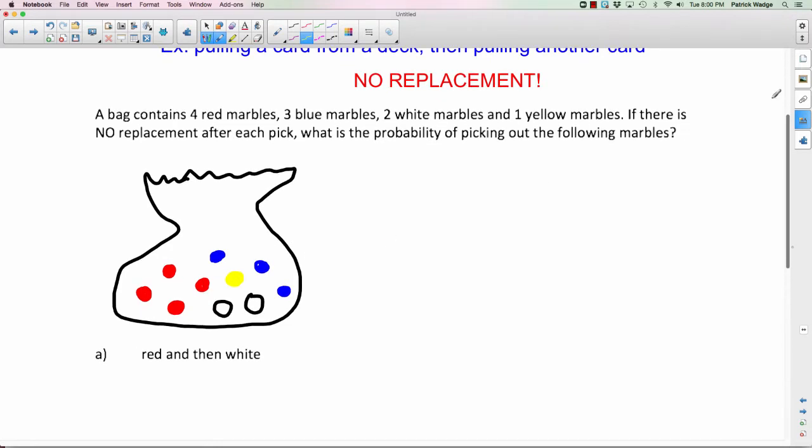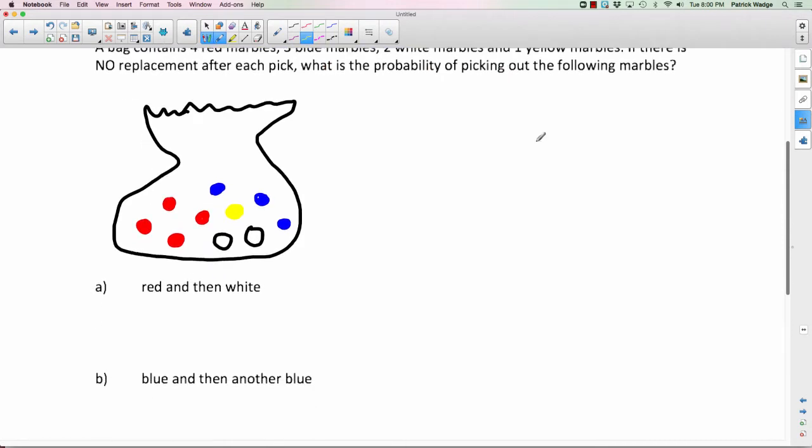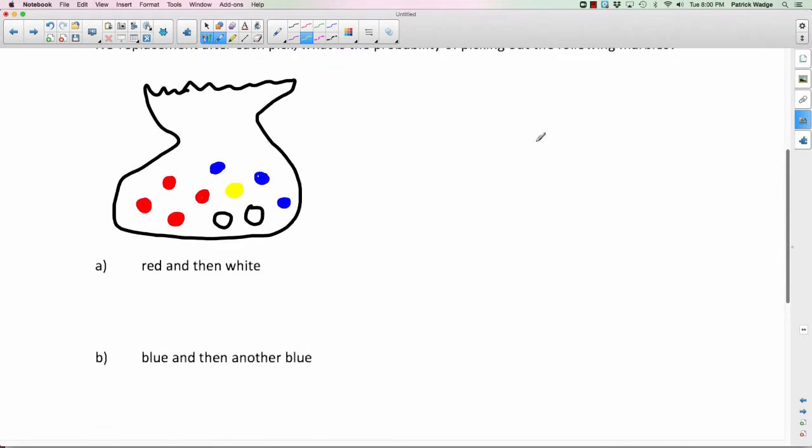Then what I'm going to do is pick some marbles. I'm not going to replace after each pick. And I want you to tell me the probability of picking out the following marbles. The first situation is to pull out a red and then a white. The first thing we have to do is figure out the probability of pulling out a red on the first pick. What's the probability of pulling out a red?